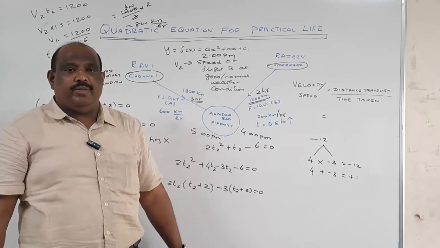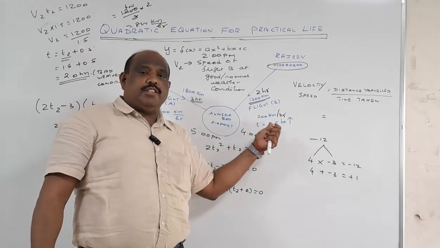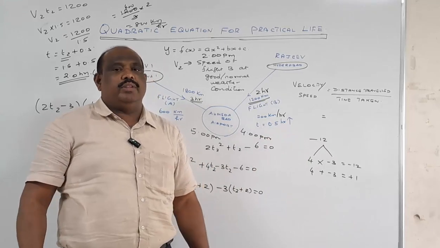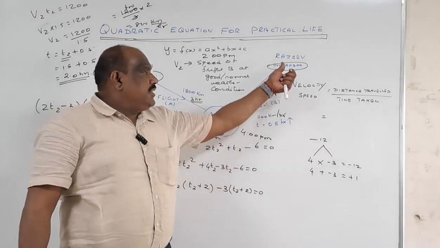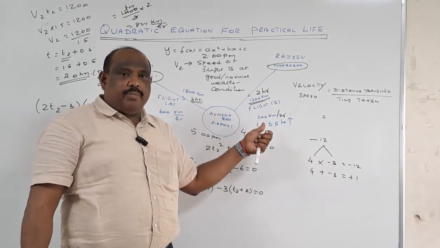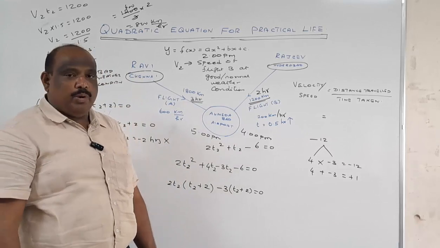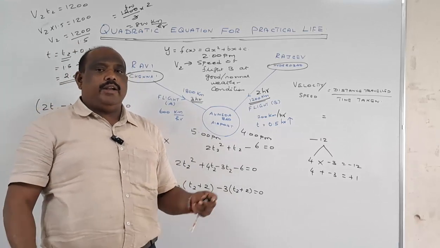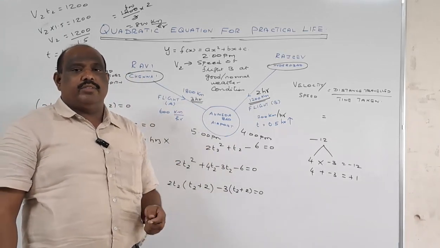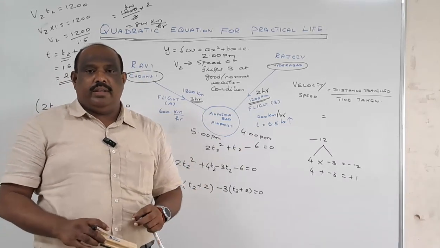But what is the real speed now? 600. Very good. Why? Because the average speed is reduced by 200 km per hour. So the flight at which Raju actually travels should be traveling at 800 km per hour, but due to the weather condition he is traveling at only 600 km per hour. I hope you enjoyed this video and you also came to know how a quadratic equation is helpful for solving a practical problem like this one. Thank you.